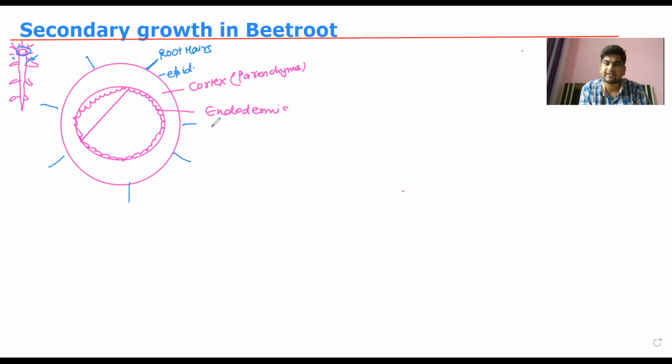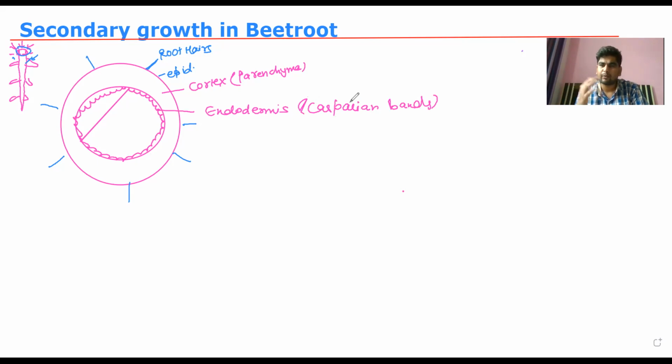Endodermis has Casparian strips or Casparian bands which regulate the movement of water. Whenever water is coming apoplastically very fast through the cortex, at the endodermis there are regulation strips called the Casparian bands. Casparian bands or strips are made up of suberin, so they control the inward movement of water.